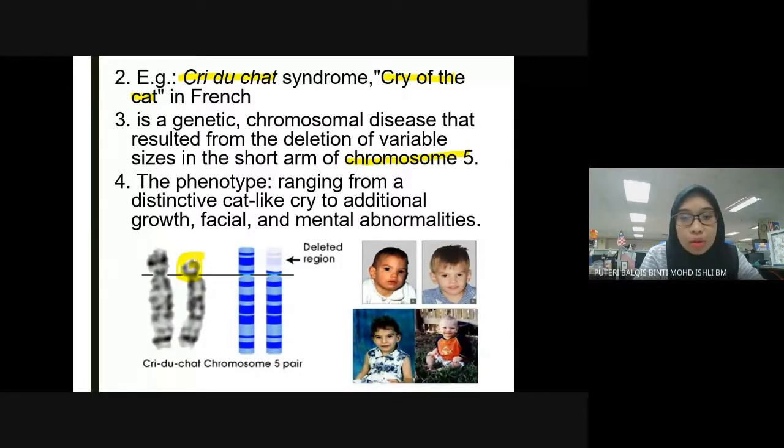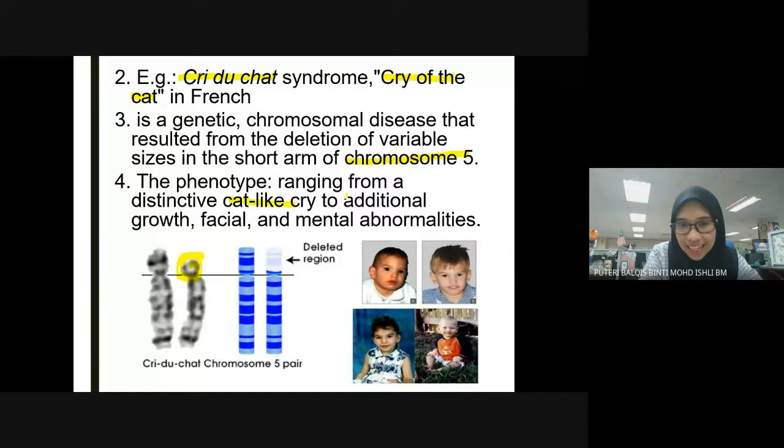Okay, the short arm of chromosome 5. That is cri-du-chat. So what happened is the phenotype ranging from distinct cat-like cry to additional growth. Nanti kalau awak ada masa, awak pergi YouTube, bila awak cari dekat YouTube cri-du-chat, memang awak akan dengar, siapa yang ada cri-du-chat ni dia akan menangis macam kucing. Sebab tu kita panggil cri-du-chat syndrome.